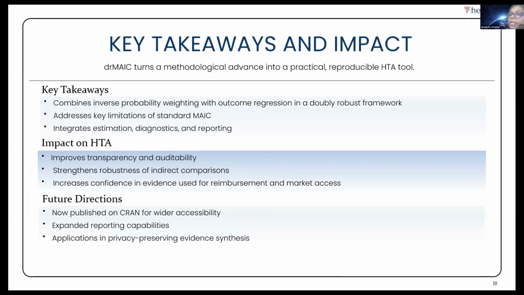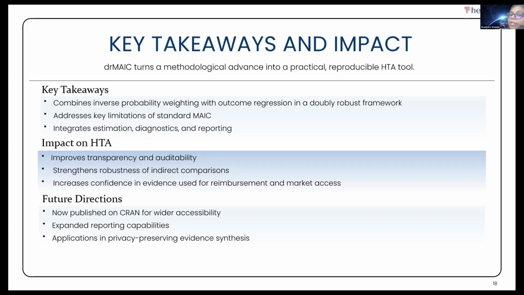It addresses the key limitations of a standard MAIC I covered earlier, and it integrates estimation, diagnostics, and reporting in one place. In terms of impact on HTA, it improves transparency and auditability, strengthens the robustness of indirect comparisons, and increases confidence in the evidence used for reimbursement and market access decisions. And drMAIC is now published on CRAN for wider accessibility.